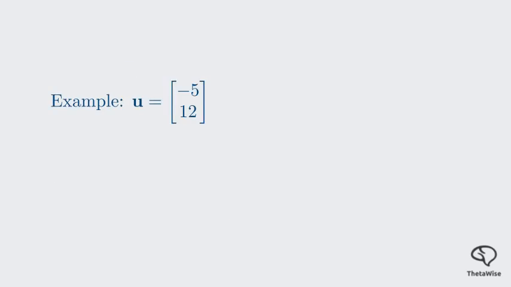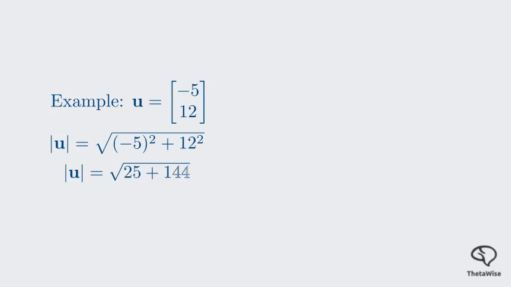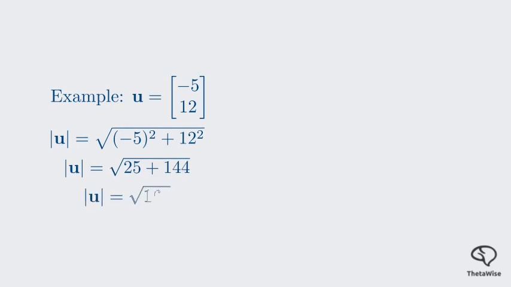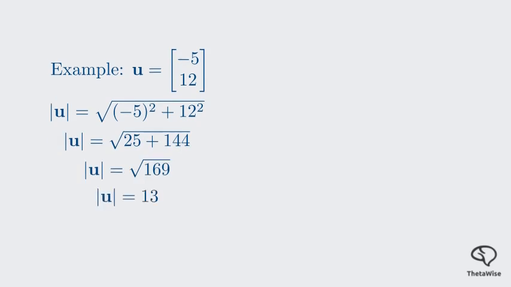Let's look at an example. Consider vector u with components -5 and 12. Using our formula, the magnitude of u equals the square root of -5 squared plus 12 squared. -5 squared is 25, and 12 squared is 144. Adding those together gives us the square root of 169. The square root of 169 is 13, so the magnitude of vector u is 13.